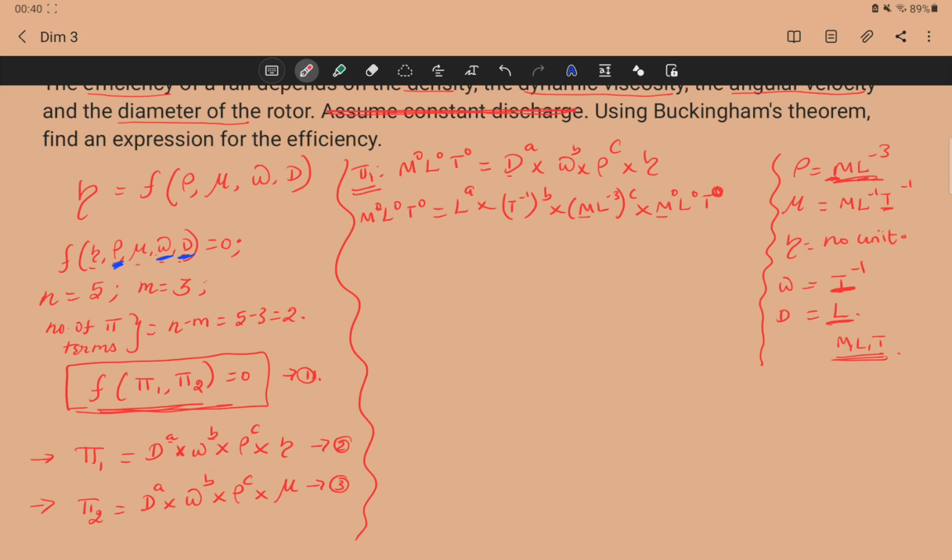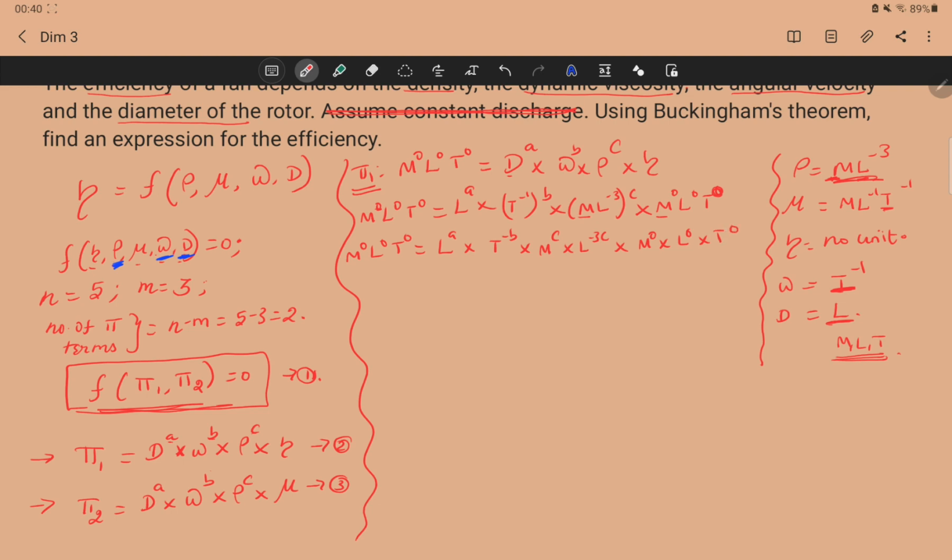Let me expand this equation. M power 0 L power 0 T power 0 equals L power a times T power minus b times M power c times L power minus 3c times M power 0 L power 0 T power 0.